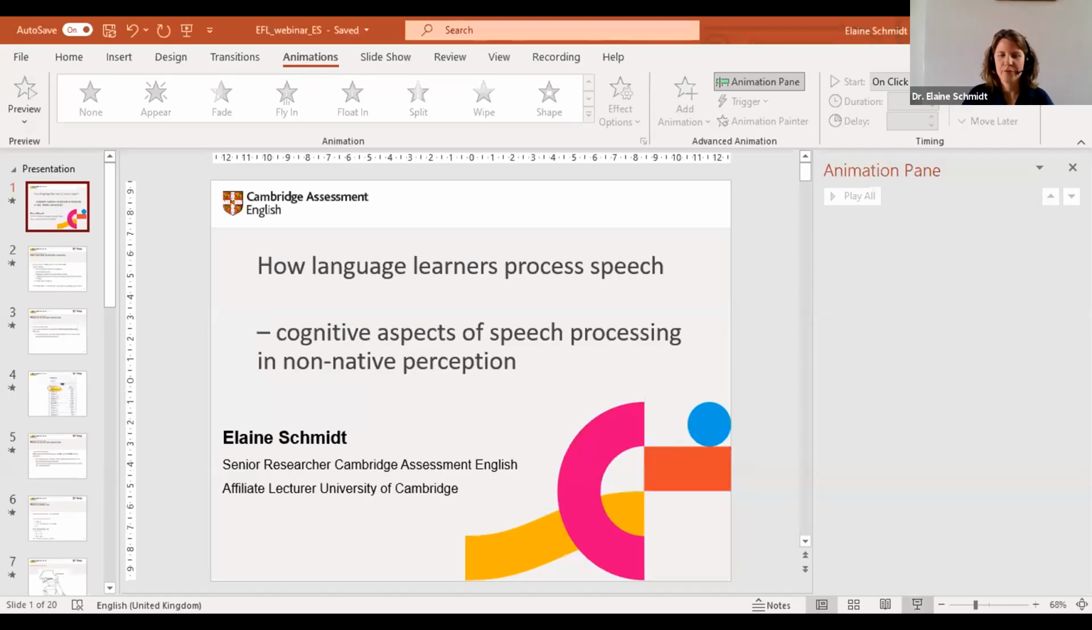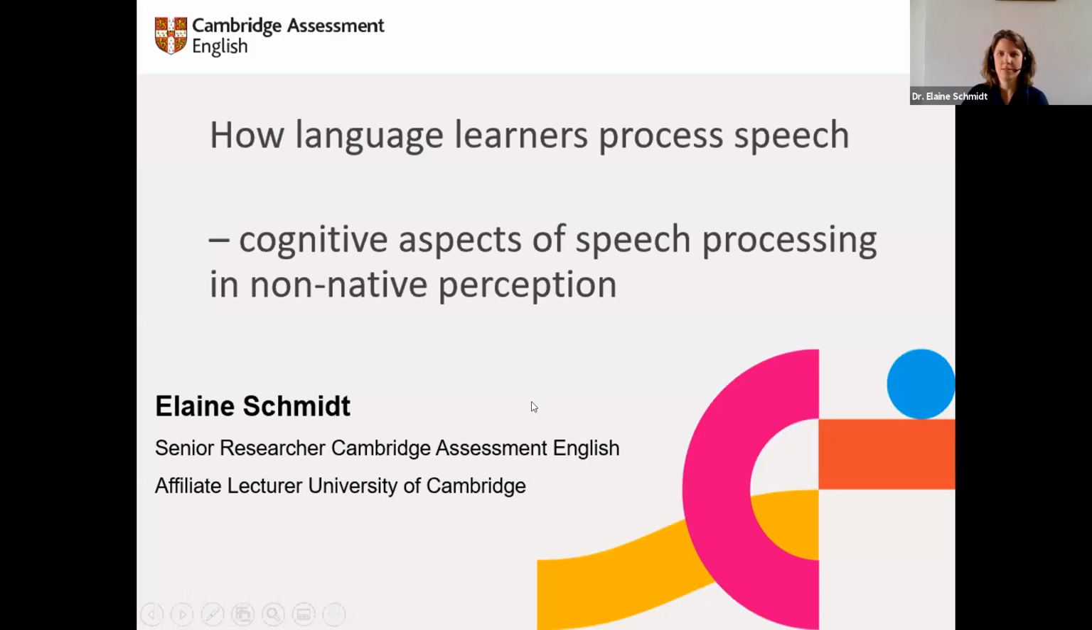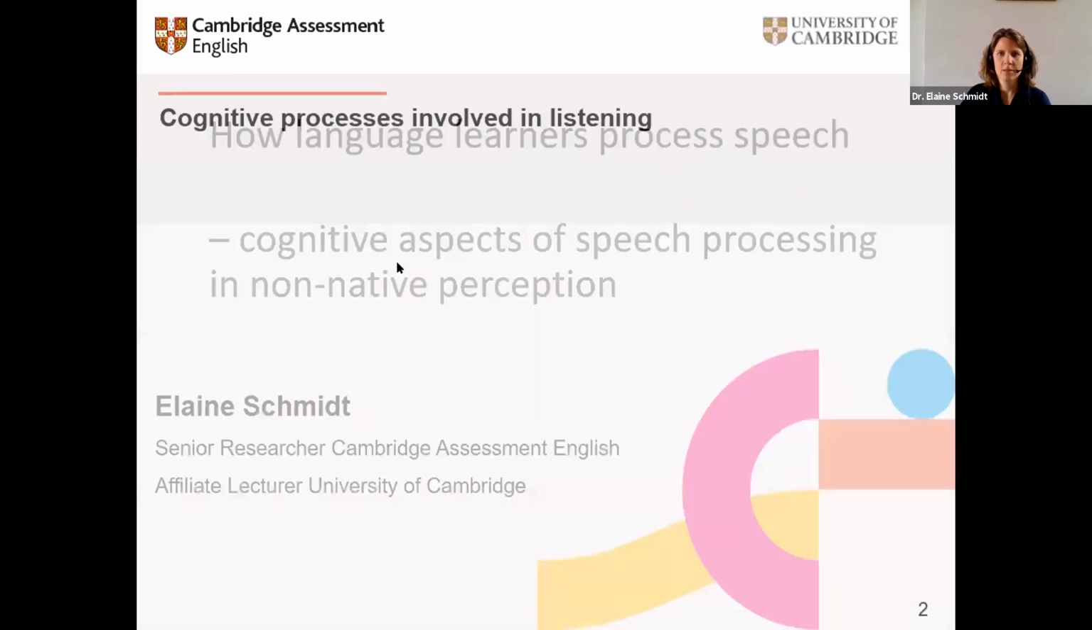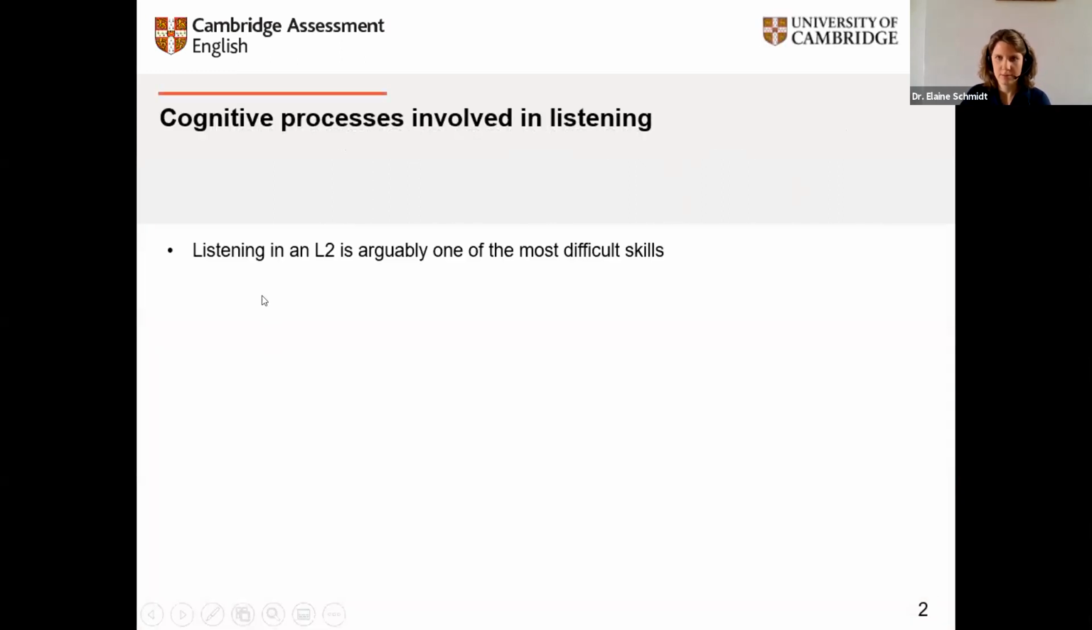Is it okay if I share my screen? All right, let's do that. And could you let me know if you could see my screen? I can't see any of the chats. Can you see my screen? Okay, I assume that's a yes.